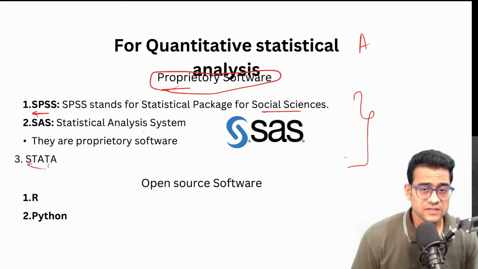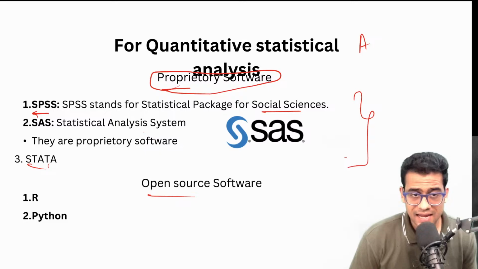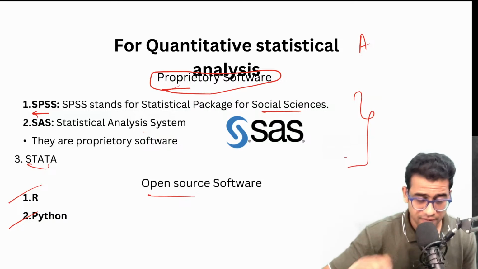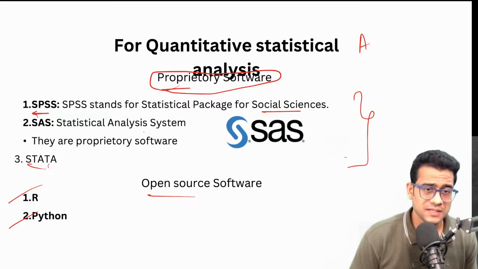Then open source, which are free. One is R and Python. Remember this. R and Python are open source, which means they are free to download. And these three, SPSS, remember the full form also.